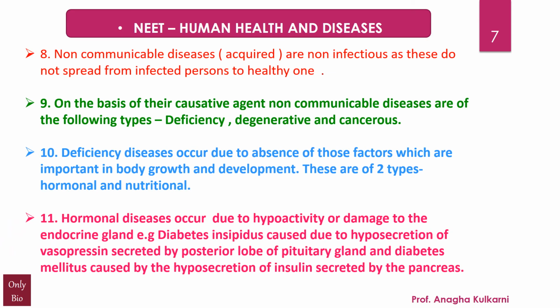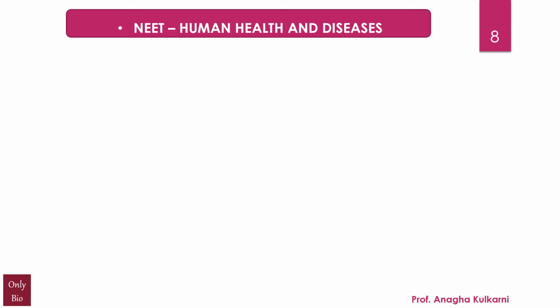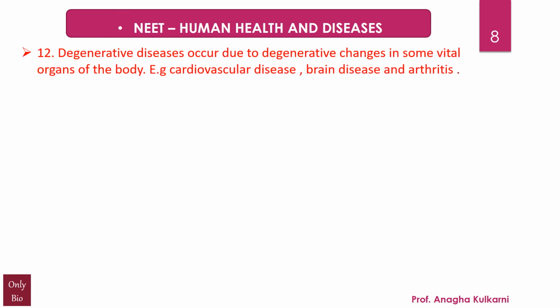Next, hormonal diseases occur due to hypoactivity or damage to the endocrine gland. Example, diabetes insipidus caused due to hyposecretion of vasopressin secreted by the posterior lobe of the pituitary gland, and diabetes mellitus caused by the hyposecretion of insulin secreted by the pancreas. Point number 12. Degenerative diseases occur due to degenerative changes in some vital organs of the body. Example, cardiovascular disease, brain disease, and arthritis.